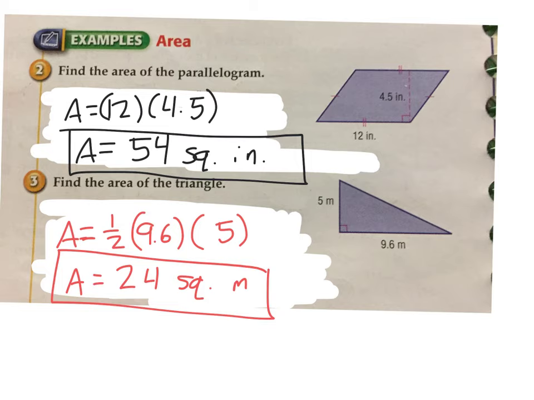For square inches, you can write inches to the second power. And for square meters, you can write meters to the second power. Just don't write both. Don't write square meters squared or square inches squared. That's repetitive. But those mean the same thing. I want to make sure you'd seen that before.